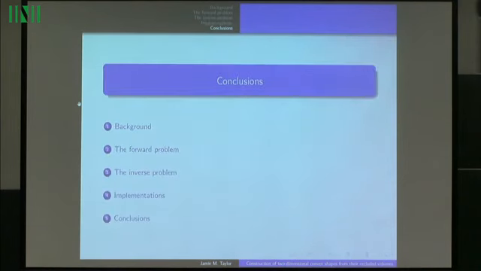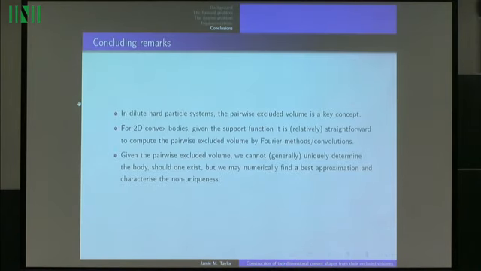Okay, so to conclude on all of this. As we've seen already today, if you have a dilute system of hard particles, then the pairwise excluded volume is the key concept. This tells you about the low order behavior of the energy and of the pressure in the equation of state. If we have a 2D convex body, then we can compute its excluded volume using either Fourier or convolution methods, whichever you prefer.